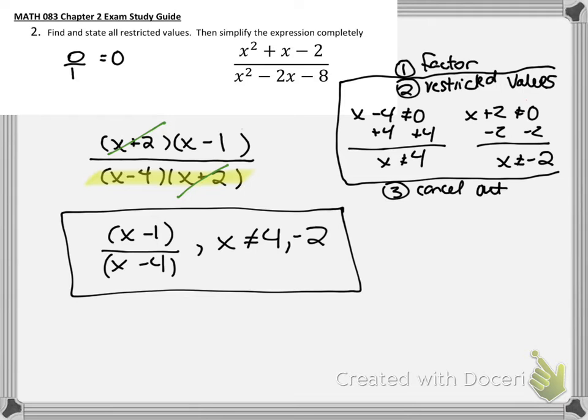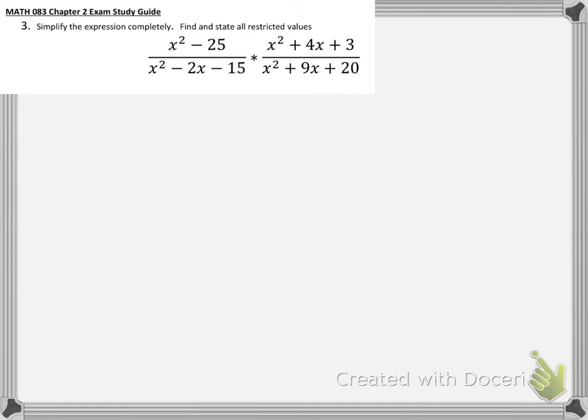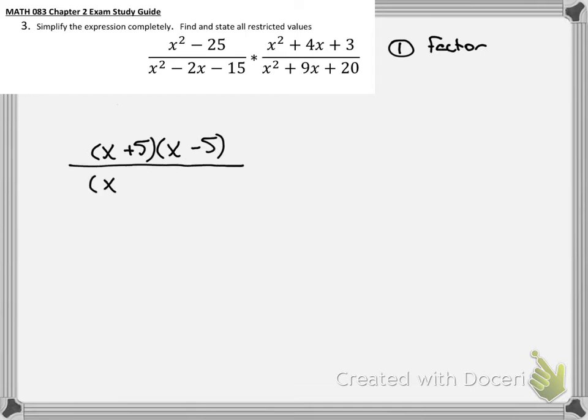All right, let's do another problem. In number 3, we have a doozy of a problem. We have a bunch of polynomials. So the first thing I'm probably going to do is factor all 4 polynomials. This is really nice because it's some good practice for chapter 1. After you go through chapter 2, you probably won't need to go back and study chapter 1 because you've done so much of chapter 1 already in chapter 2.